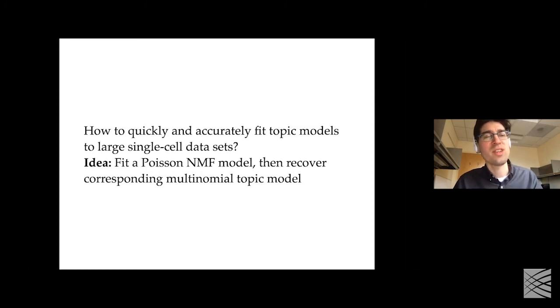Okay, so there's the connection that I briefly went over, connecting Poisson NMF to the topic model. And okay, so why are we interested in this connection? Well, what we're going to try and do is see what happens if we then use an algorithm for Poisson NMF and use it to fit the topic model. And we'll see if that helps us. Okay, so just a simple idea. We're just going to run an algorithm for a different model and then apply the transformation.